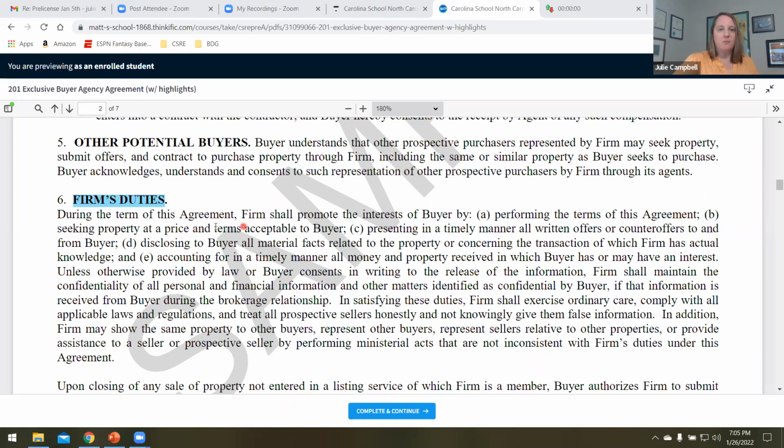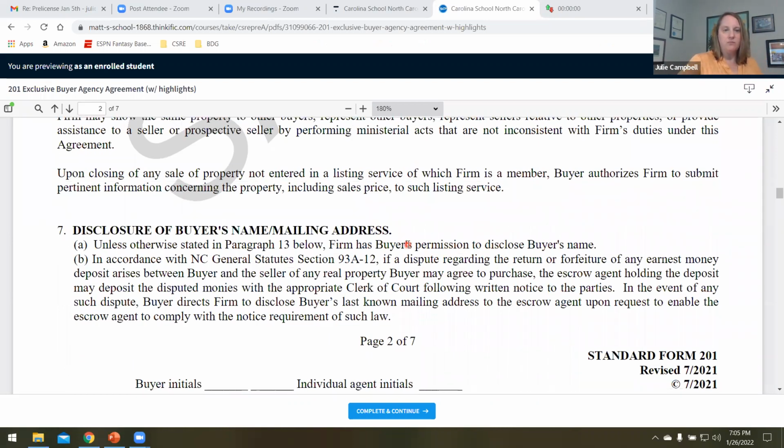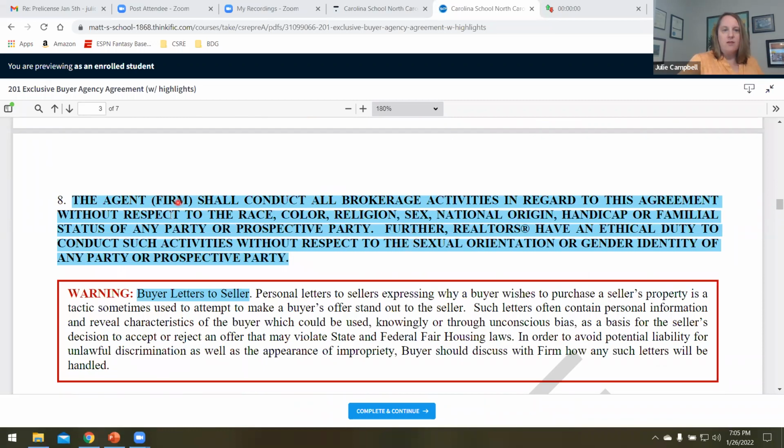We're going to help them seek a property at a price and term acceptable to the buyer. We're going to present all offers in a timely manner. We're going to disclose all material facts. We're going to account for any money received during the property. So we tell the buyer, this is our job. This is what we're going to do. This is our non-discrimination clause, Unit 19, our fair housing unit.